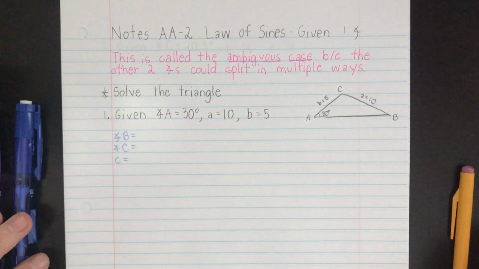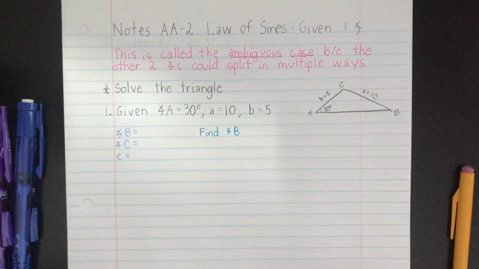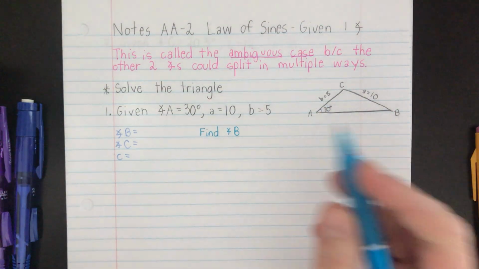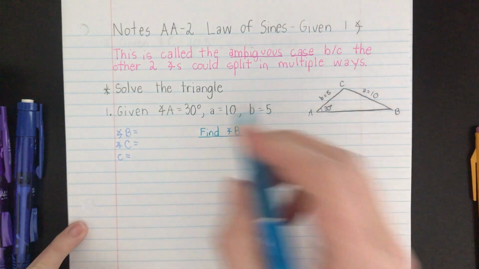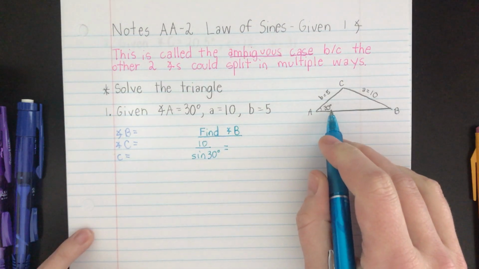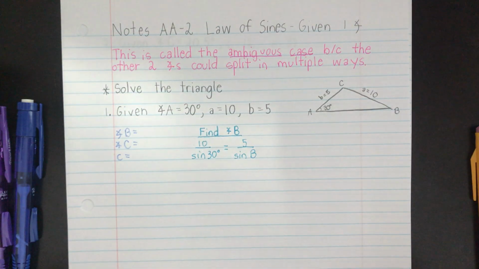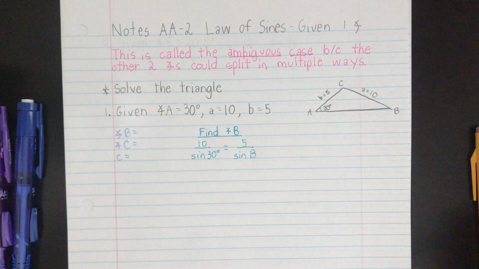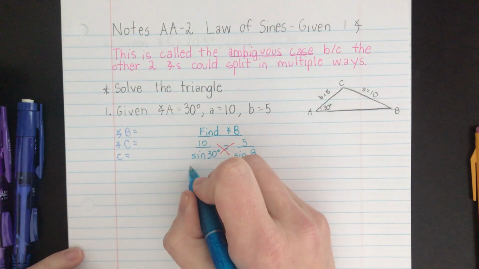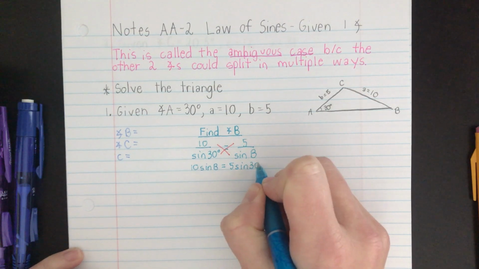First we are going to find angle B. The reason we find angle B first is because we have side B, so we're still going to use the law of sines. The law of sines says side A, 10, over the sine of angle A, 30 degrees, is equivalent to side B, which is 5, over sine of angle B, which we don't know. We want to find angle B, so we cross multiply like before: 10 sine B equals 5 sine 30 degrees.